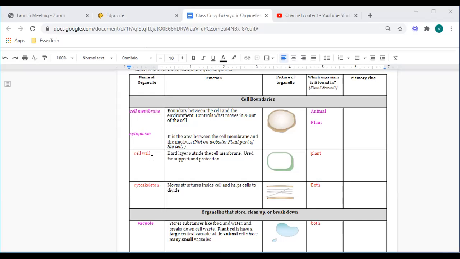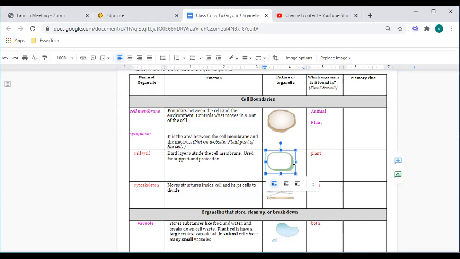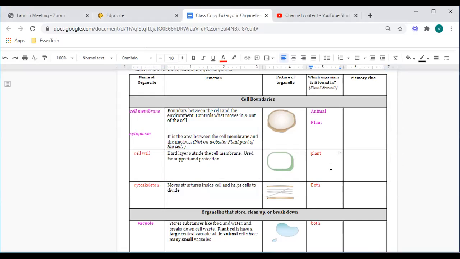So you needed to go on the website, take a look at the organelles and the descriptions, and match them up to the descriptions that were here in the table. Figure out what the name of the organelle is, add the picture if it was missing, and at the end tell if it was in a plant cell or an animal cell. And you needed to keep this last column empty so that we could go over it together.